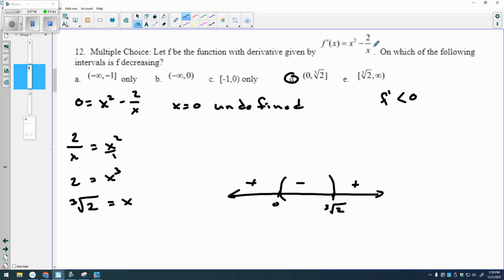Why is this one open? Because it's undefined at 0. Okay? Your actual function is undefined at 0 also. If we went backwards, which we don't know how to do yet. All right, so there's 12.